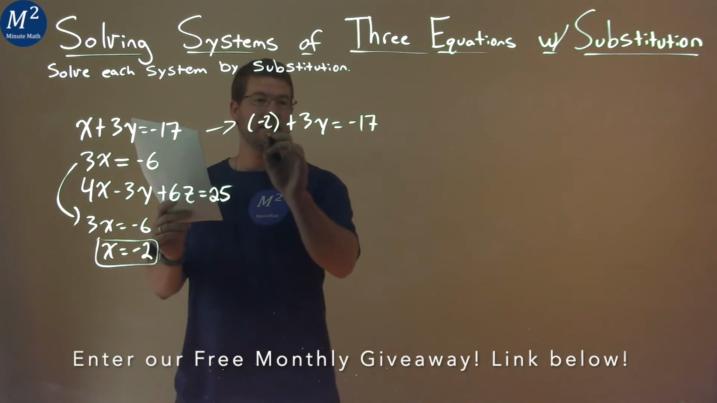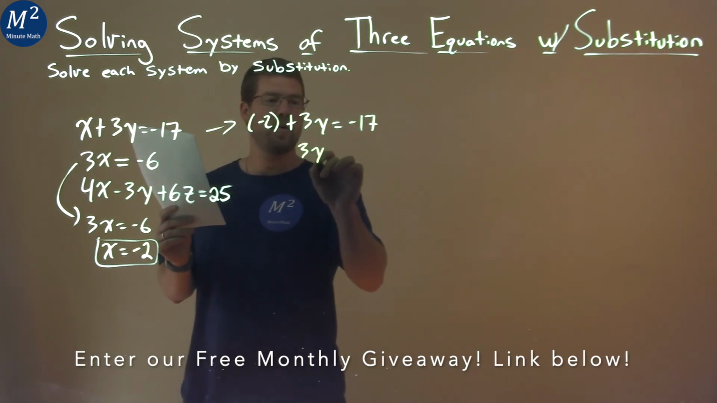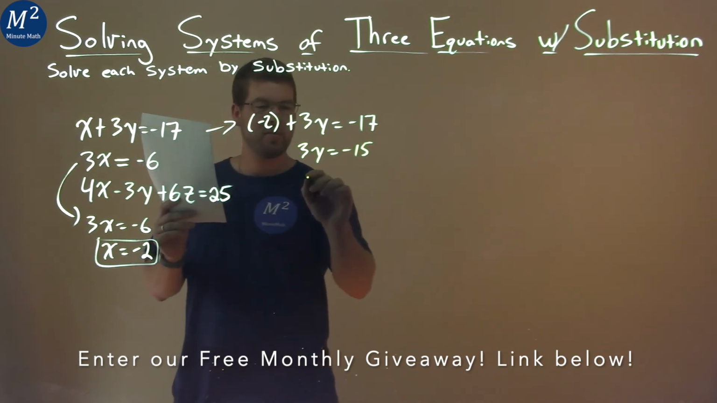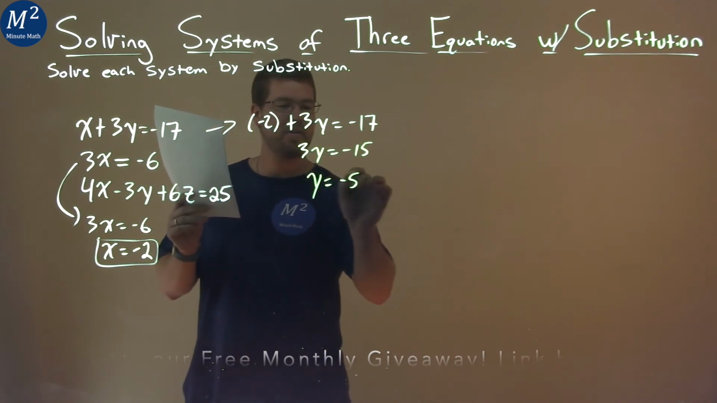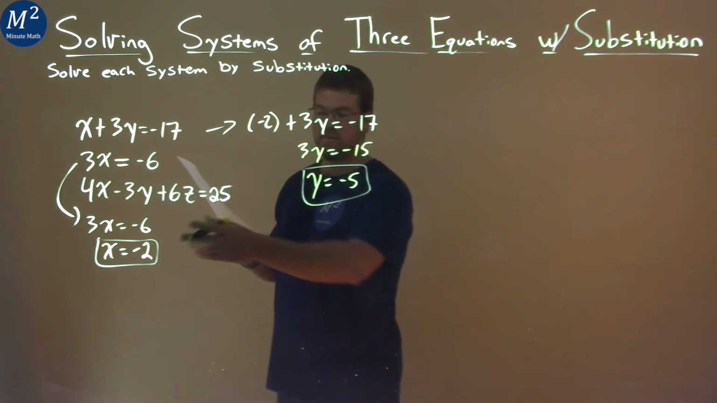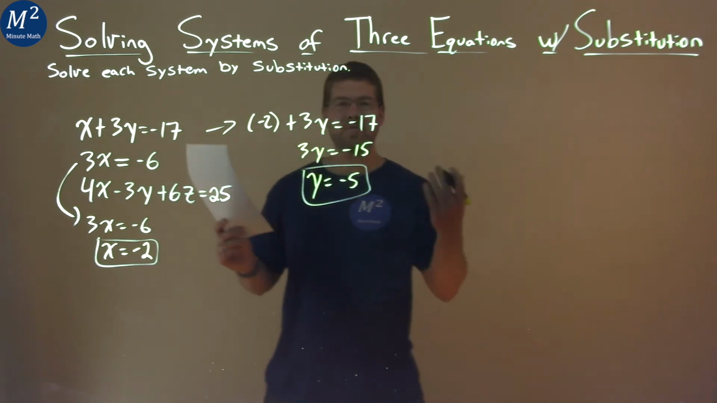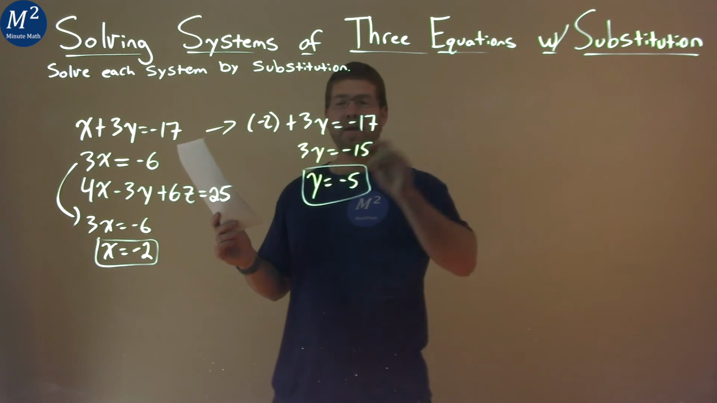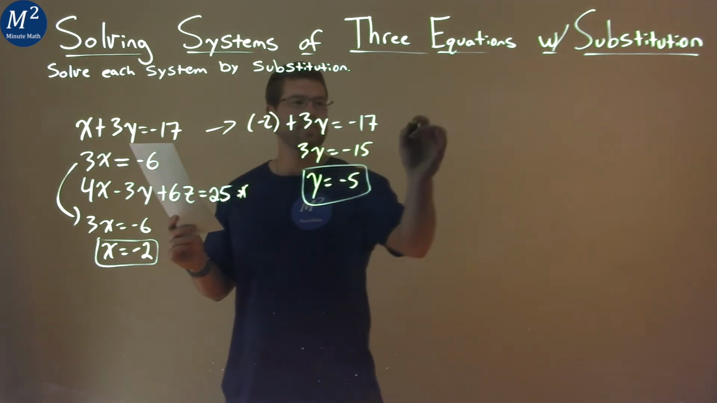Simplify this, add a 2 to both sides. 3y equals, well, negative 15. Divide both sides by 3, and y equals negative 5. And quickly, we got two values. So let's just go find our z value, which is just in the last equation. So we're going to rewrite that last equation right here.